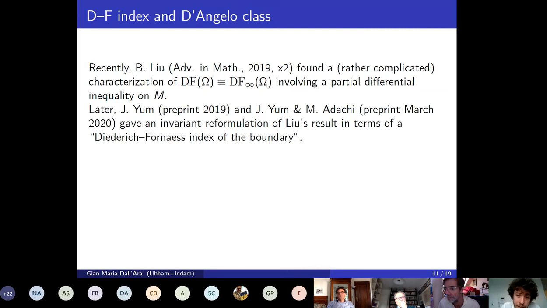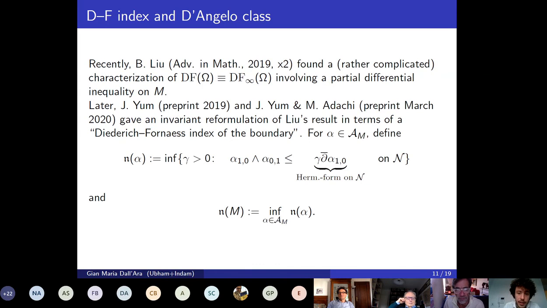And then what happened is that later, a few people, I should say, including me and Samuele, started realizing that his partial differential inequality could be rephrased in terms of D'Angelo forms. And so Hunt first, and then Hunt and Adachi, in particular, they have a preprint from March, gave an invariant reformulation of Liu's results in terms of a notion of Diederich-Fornaess index of the boundary. I'm going to even slightly rephrase the result, and let me tell you what it is.